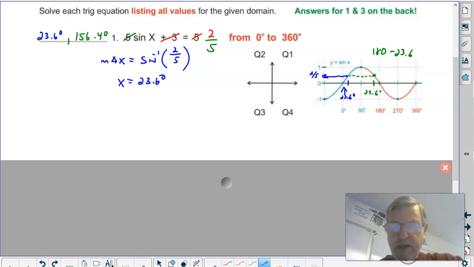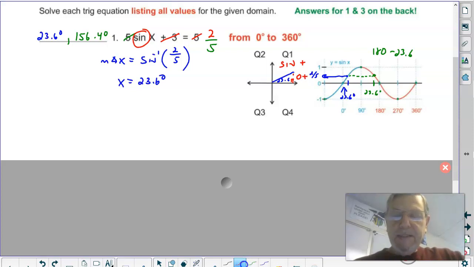Let me show you the radial view. So we're here and we're at 23.6 right in there. Notice our reference triangle. Notice we're doing the sine. Why are we doing the sine? Because the trig function was the sine. And notice the sine is positive in quad 1. Why is the sine positive in quad 1? Because the sine of the angle is the opposite over the hypotenuse, and the opposite is positive in quad 1, and the hypotenuse is always positive. So opposite positive divided by hypotenuse positive gives you a positive sine in quad 1.